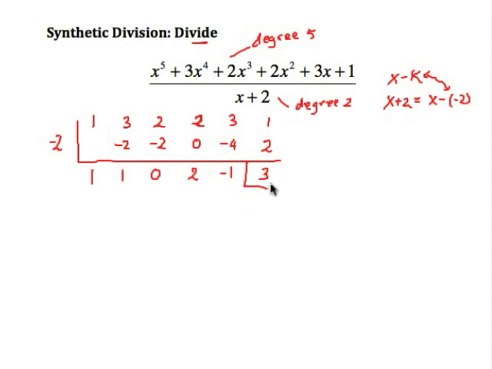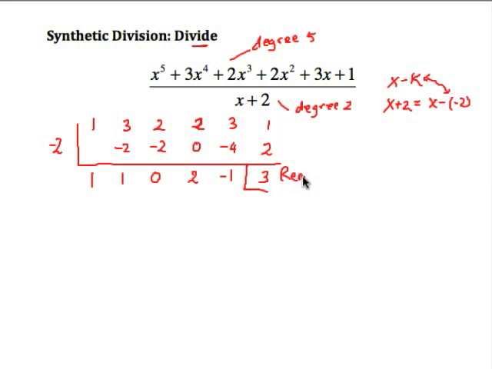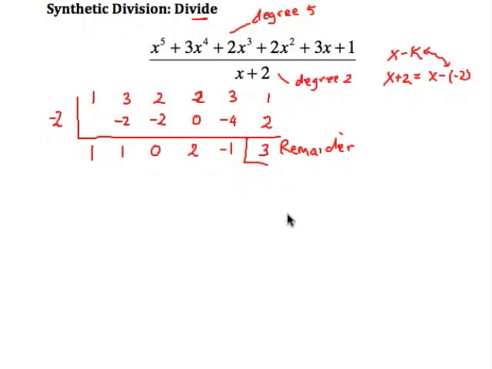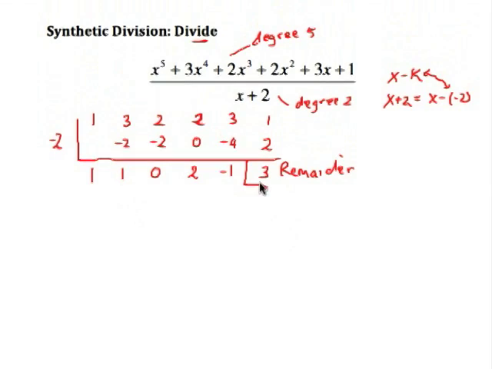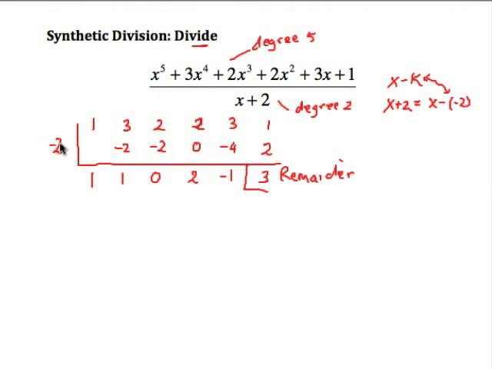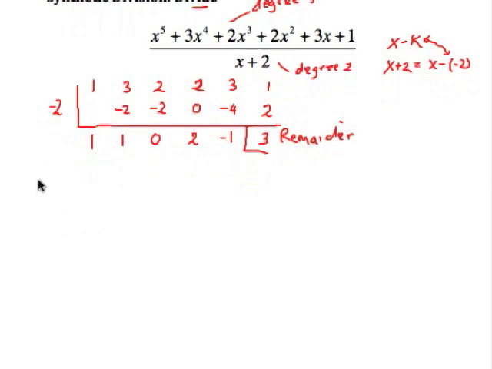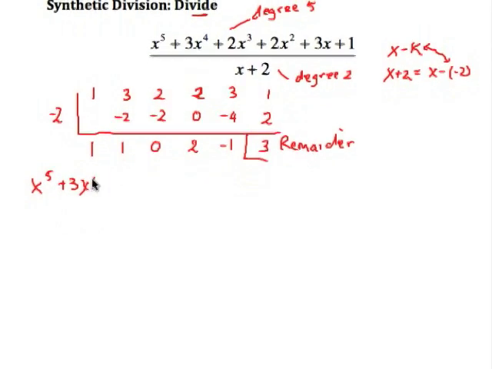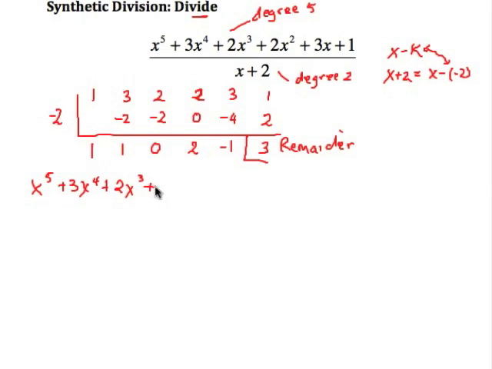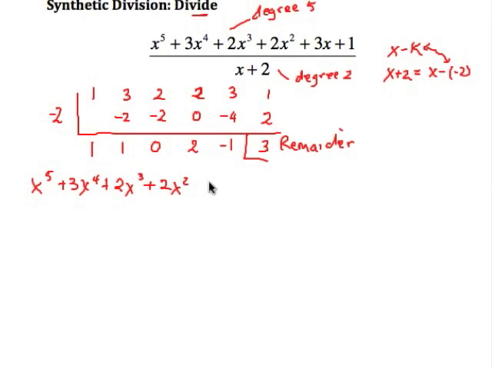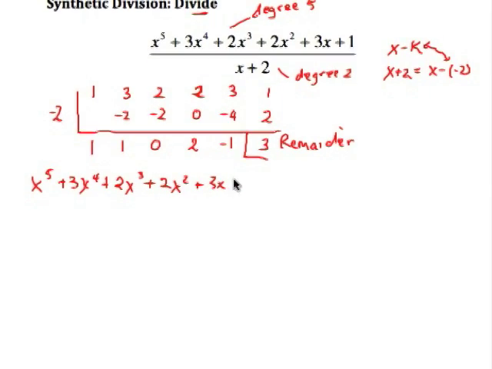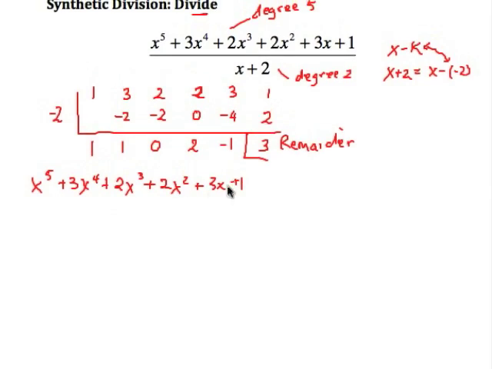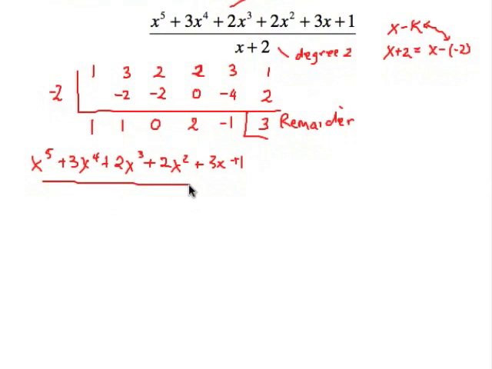Now this last one represents the remainder, so I'm going to separate it out because this is the remainder. And that will of course be divided by what we're actually dividing the whole thing by, which is x plus 2. So in other words, the result of this division is, let's write it out here, 2x cubed plus 2x squared plus 3x plus 1.